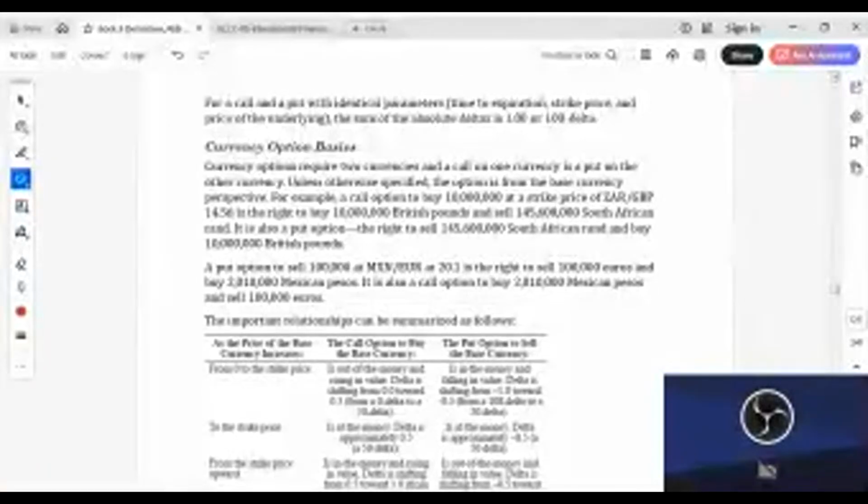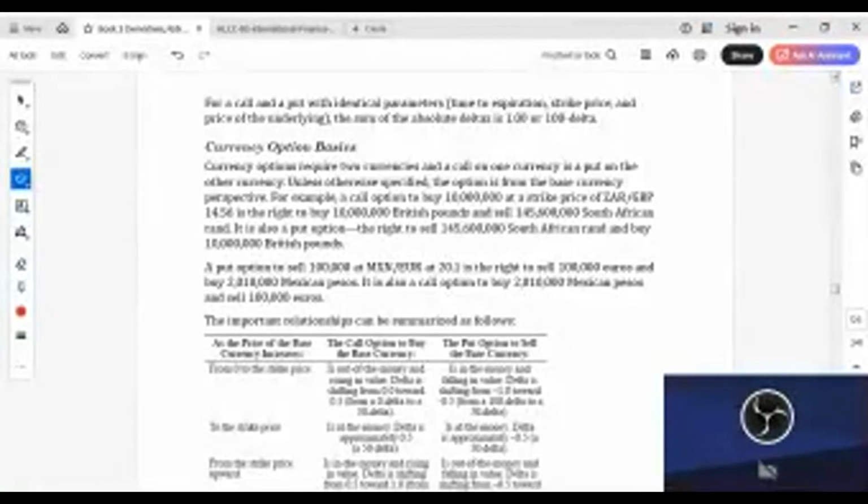Just go through once, and we know that if it is very much in the money, then delta is 1, out of the money delta is 0, at the money is 0.5. Another thing worth noting is, suppose there is a call option on USD versus INR, American dollars, but that also means you have the right to sell Indian rupee.